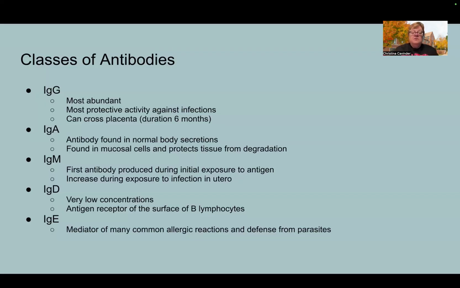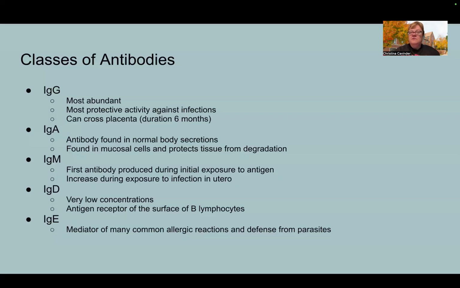So, if you want to know if they have protection against a particular disease, and you do an IgM and you do an IgG, IgG will tell you if they have protection. IgM will tell you if they're infected now, or if they have an active disease process or had one recently.